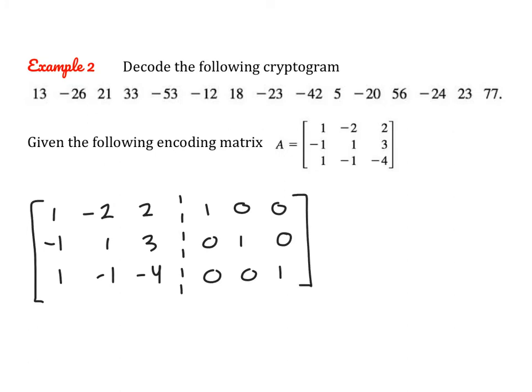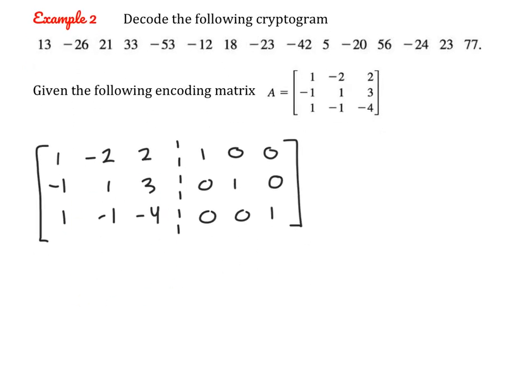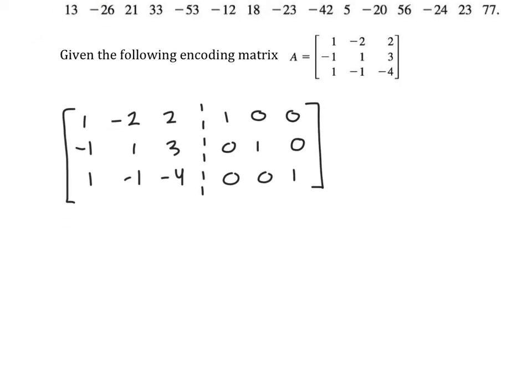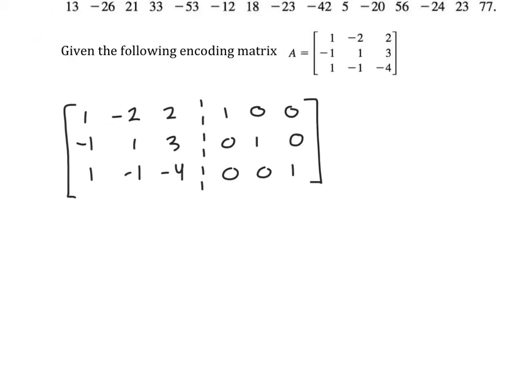So our goal is to use Gauss-Jordan to turn the left side of our matrix into our identity matrix, and then whatever's left on the right side will be our inverse matrix, which will also be our decoding matrix. So let's start the process of creating some zeros. The first thing I'm going to do is try to turn these into zeros.